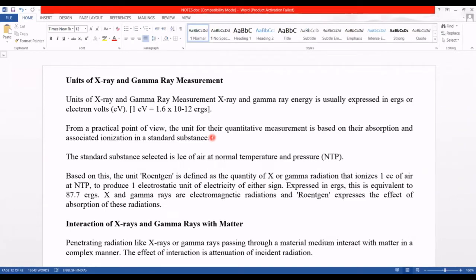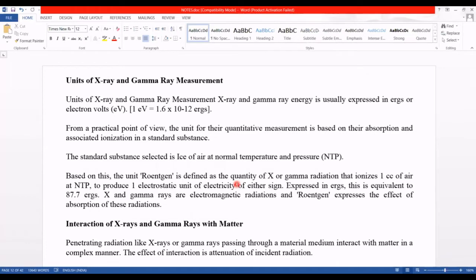Generally, the units of X-ray and gamma ray are expressed in ergs or electron volts. What are the units of X-rays and gamma rays? Ergs or electron volts. But in industrial radiography, we take another unit for quantitative measurement of this X-ray and gamma ray radiation. That unit is Roentgen.